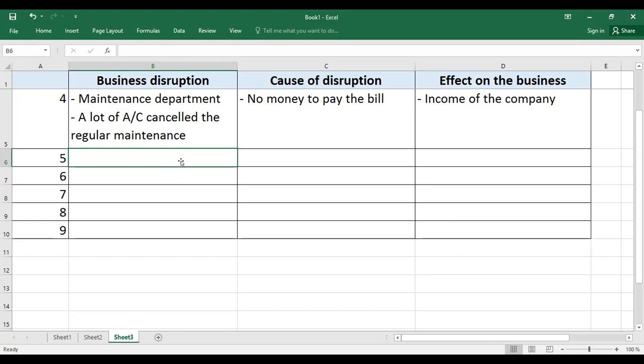Do you count the weather? Because we do have fog and storm. Yesterday we have a big storm that we have to cancel a lot of flights, domestic flights.